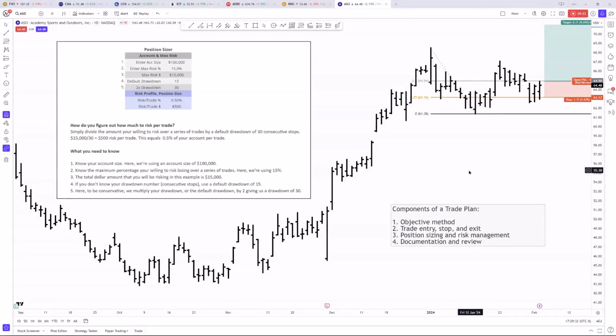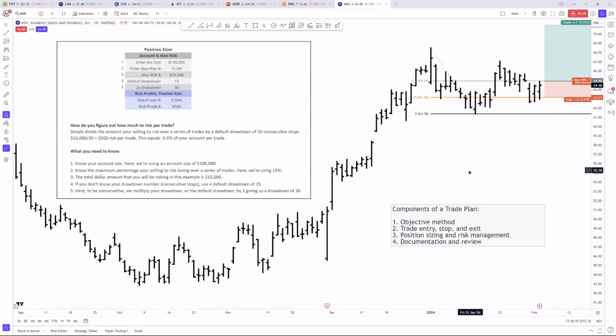Now, not a lot of people are going to have a consistent, reliable drawdown as part of their trading. It's a bit random; unless you've tested over thousands of trades or taken thousands of trades, you're liable not to have a good, reliable drawdown. So I'm going to give you a default drawdown so you don't have to think about it: 30 consecutive stops in a row. I know that seems like a lot, but we're going to be conservative here. And you can make small adjustments to this as you go.